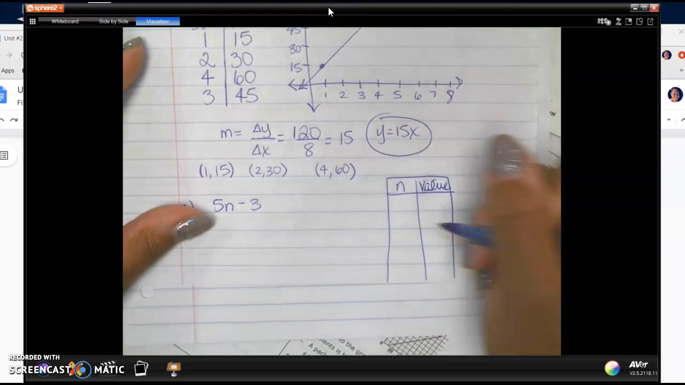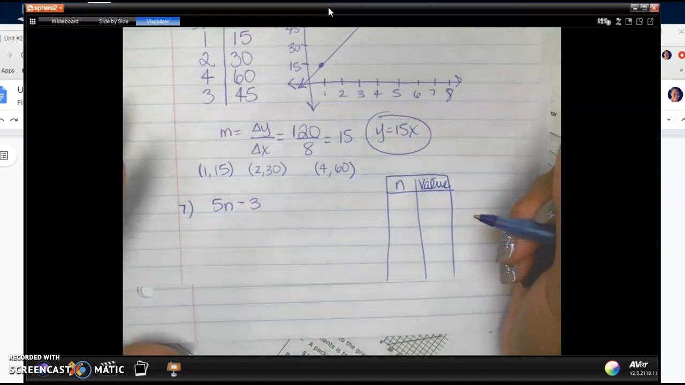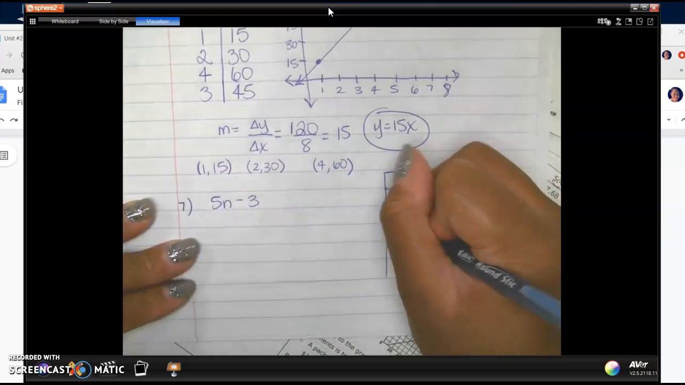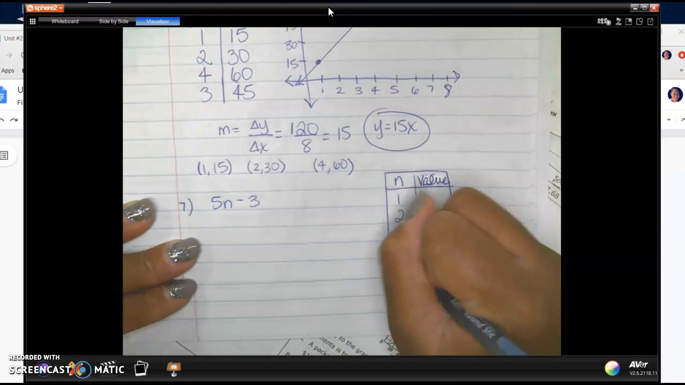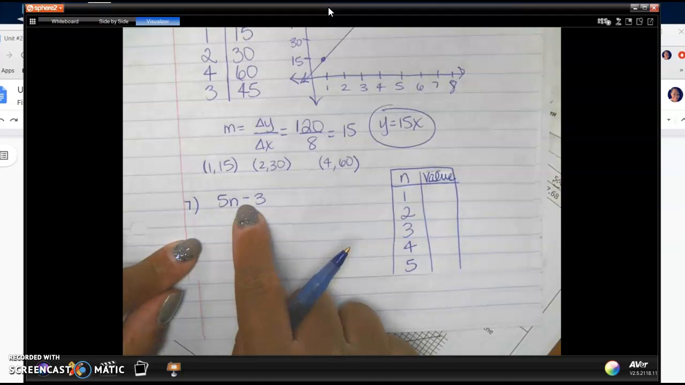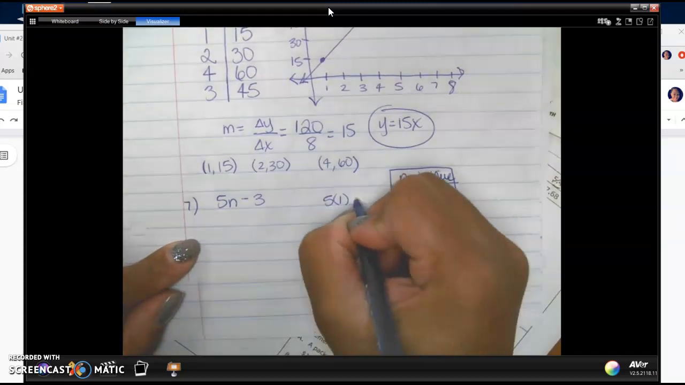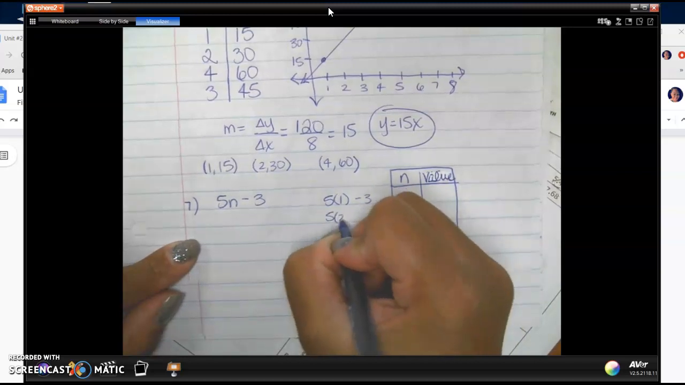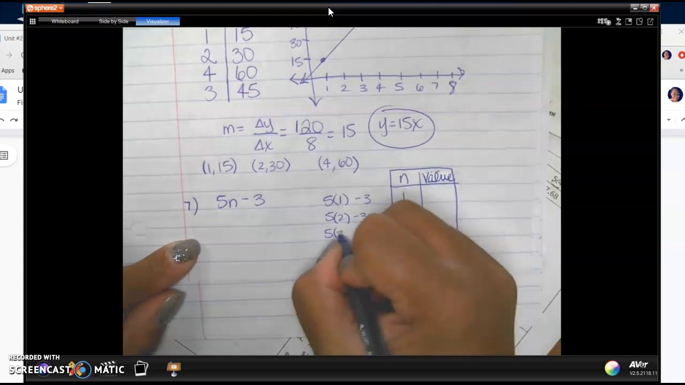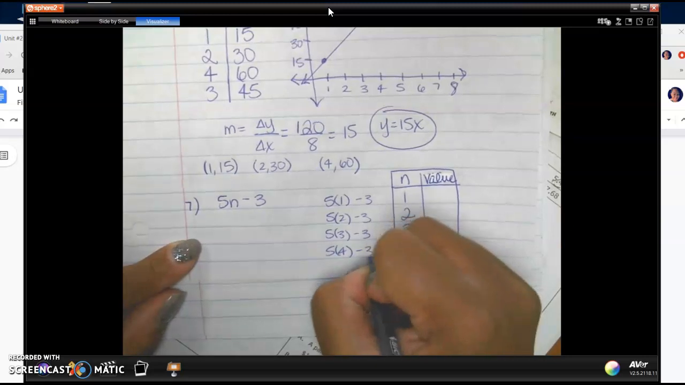All right, so the first 5 terms in a sequence, start counting to 5. 1, 2, 3, 4, 5. Great. All right, and then what am I going to do to my n? Multiply by 5, then subtract 3. 5 times 1 minus 3. 5 times 2 minus 3. 5 times 3 minus 3, and 5 times 4, and 5 times 5.